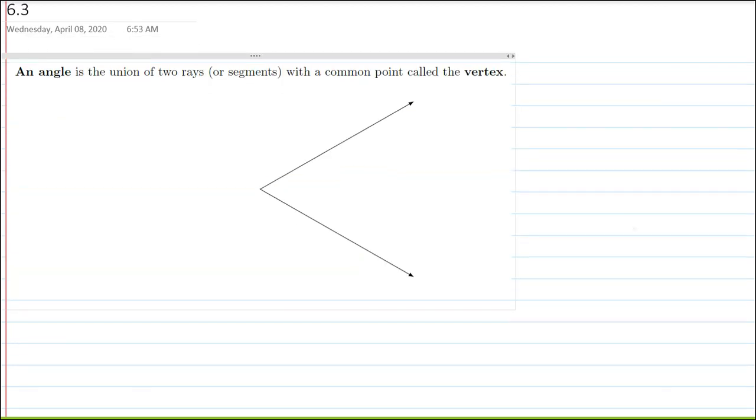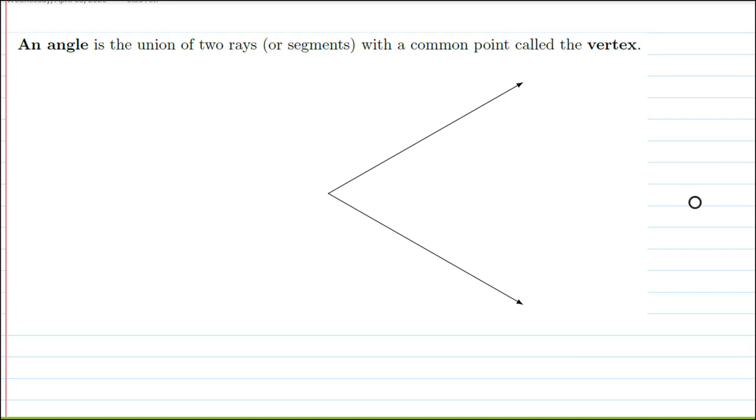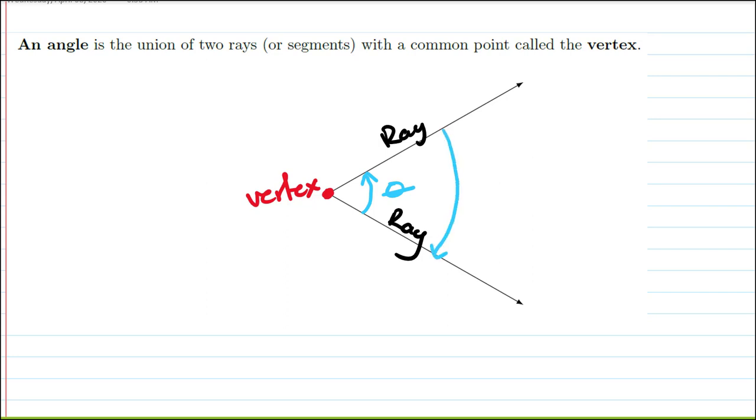So in geometry, as we've been talking about, an angle is the union of two rays or segments with a common point called the vertex. So this point right here is our vertex. And then we have two rays, which are just line segments, either infinite or semi-infinite. And then we would talk about the angle in between those two rays, which would be the angle theta. And if we measured the angle this direction, or if we measured the angle this direction, we would get the same number, and it would always be positive.